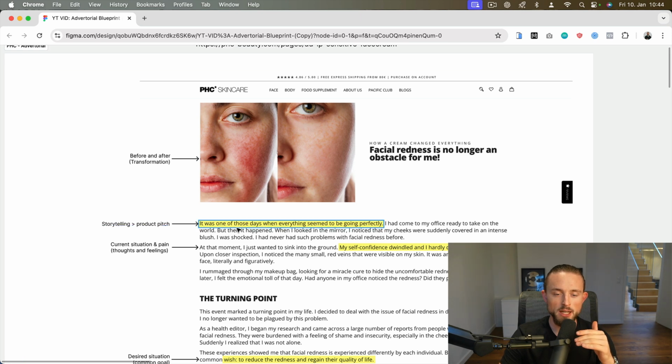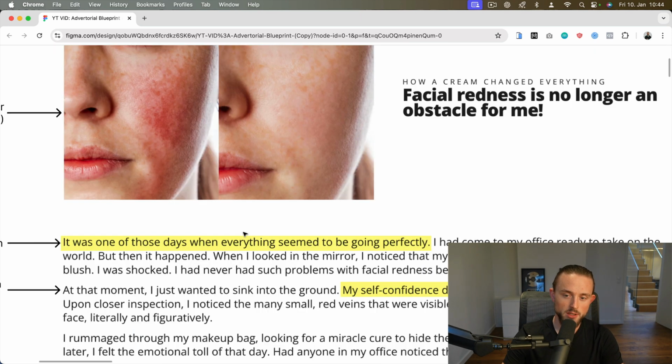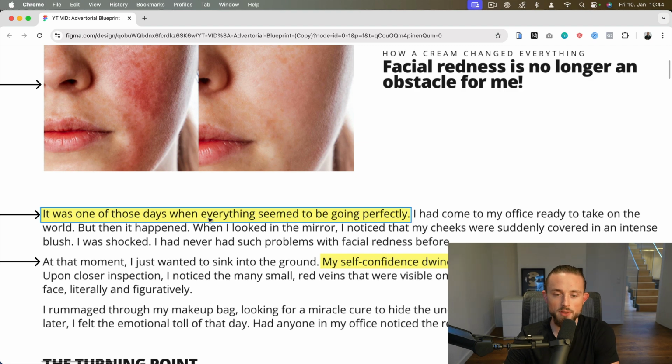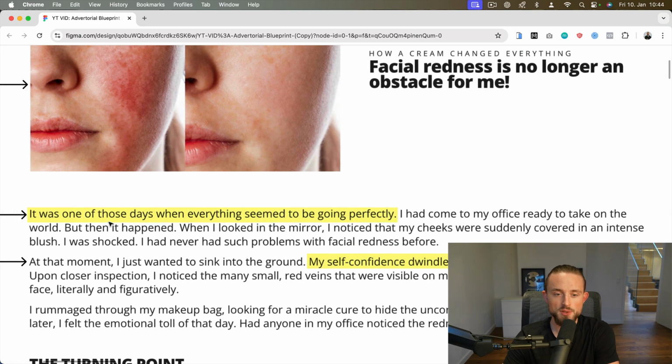So as you're going to see with this one, it's basically a whole point of view story, right? So we open up everything with the storytelling, where we have the writer say, hey, it was one of those days when everything seemed to be going perfectly. I had come to my office ready to take on the world, but then it happened. When I looked in the mirror, I noticed that my cheeks were suddenly covered in an intense blush. I was shocked. I had never had such problems with facial redness before.